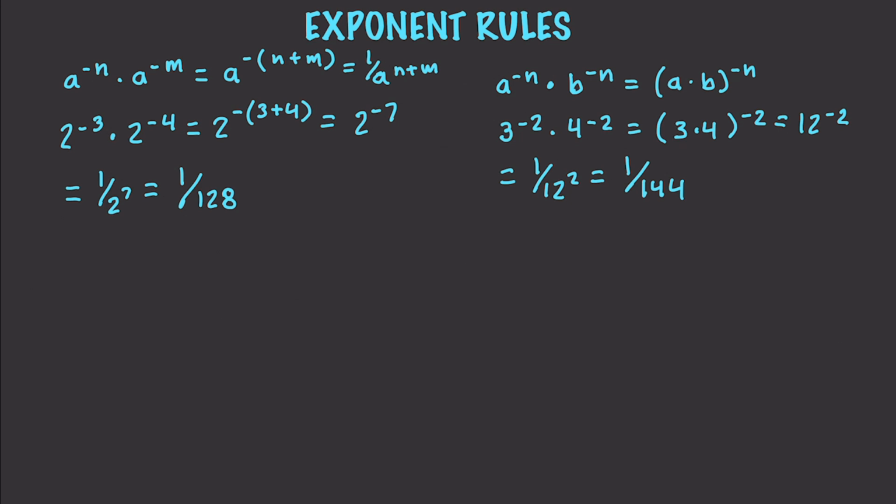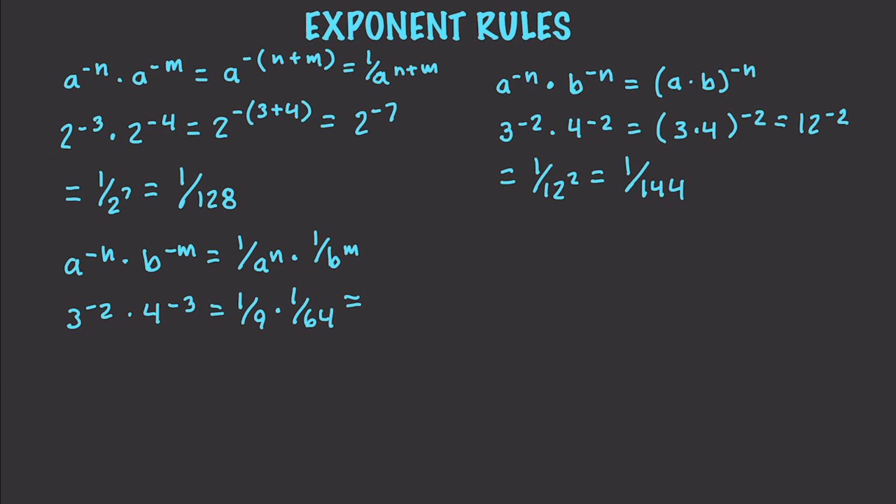Now what are we going to do whenever the bases and the exponents are different and we have negative exponents? Well, we're going to see an example of that here. So we'll have a to the negative n times b to the negative m. That's going to end up being 1 over a to the n times 1 over b to the m. An example of this would be 3^-2 times 4^-3, which is equal to 1 over 9 times 1 over 64, which is equal to 1 over 576. And I have no idea what that is equal to, but you can figure that one out.